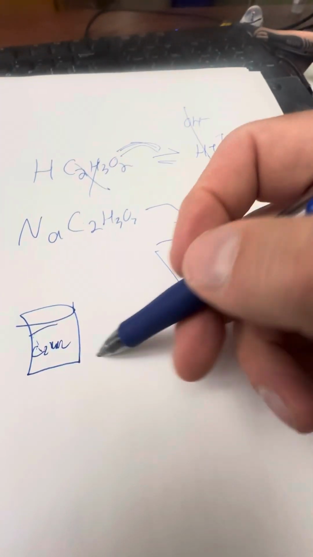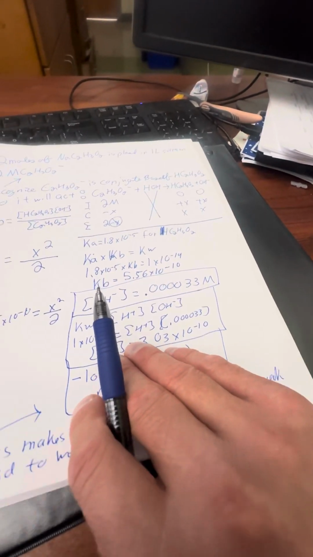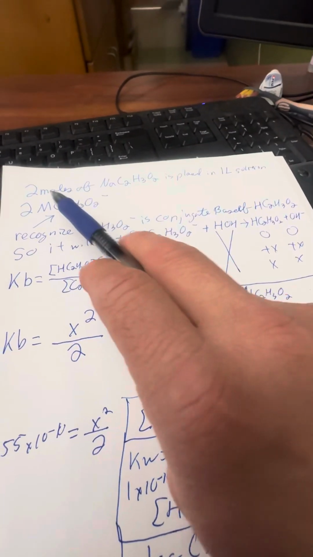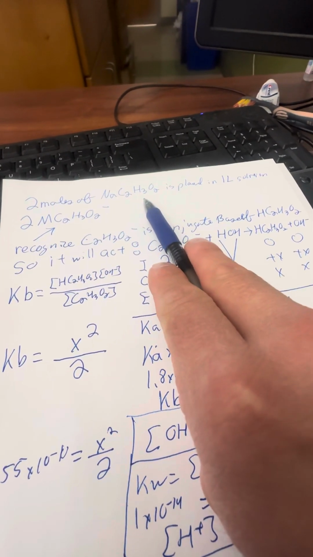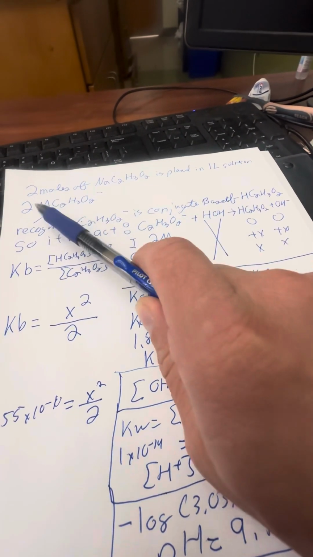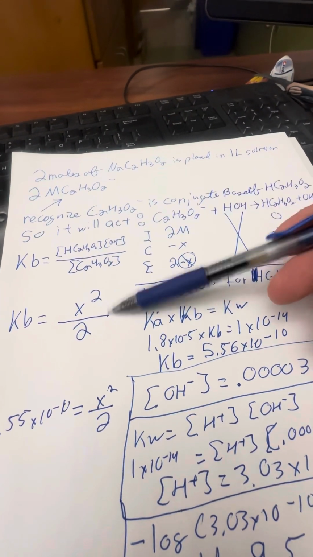Now, if we just had acetate ions in it, remember those acetate ions will function as a base. The anion of a weak acid will function as a base. So in this situation, I have 2 moles of sodium acetate. It's placed in 1 liter of solution, and so I've got a 2 molar acetate ion solution. Okay, so that's just one way of doing it.